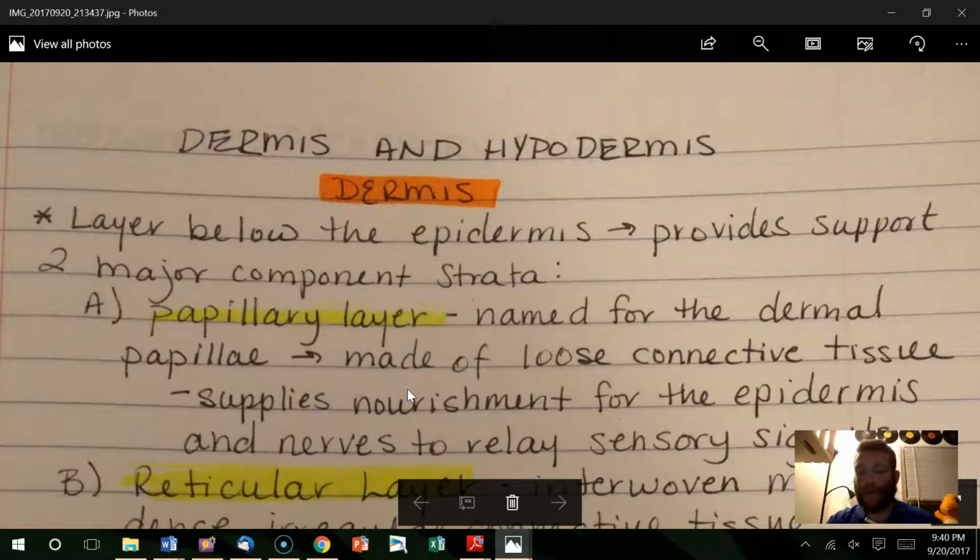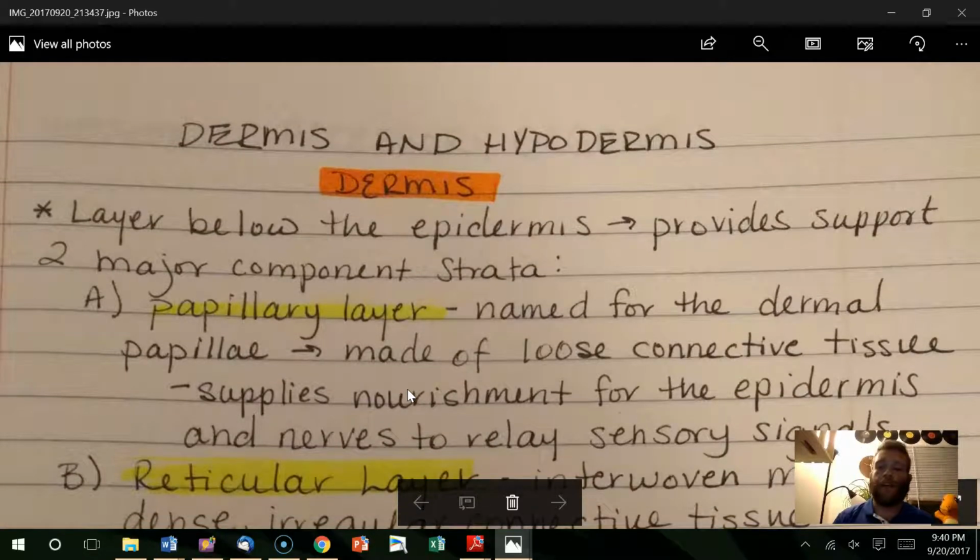Okay, so we're going to start with dermis and hypodermis. Again, we're going to address one of our strata of skin. We have our epidermis, that is our most superficial layer of our skin, and below that we're going to have our dermal layer. Right below our epidermis is our dermis. The main purpose of the dermis is to provide support for that epidermal layer of our skin. It's made up of mostly connective tissue, right? Because we've got our epithelial layer at the top, and then below that we are going to have our connective tissue layer that's there for support.